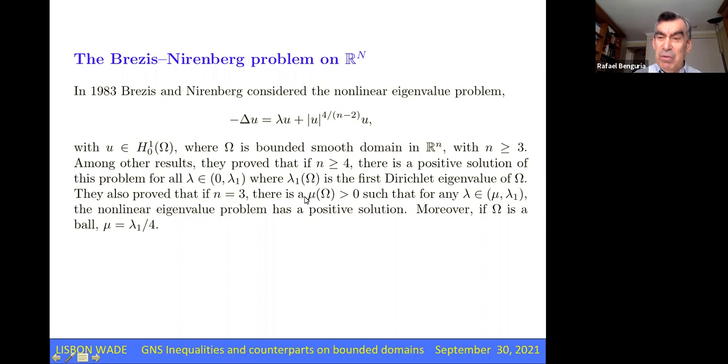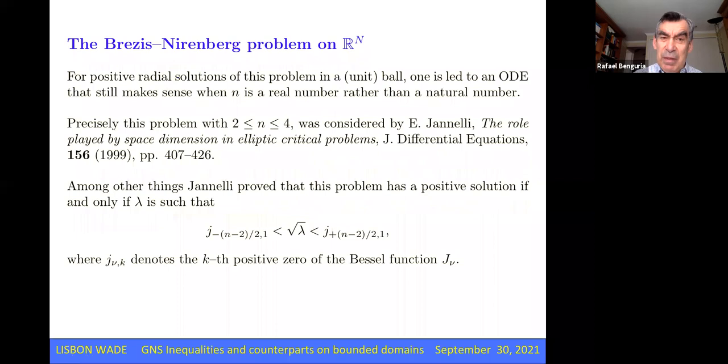this nonlinear problem has a positive solution. And in the particular case when omega is the ball, they obtain the sharp value of mu, which is a quarter of the first Dirichlet eigenvalue for the ball. So this is the famous Brezis-Nirenberg problem, and there has been a huge literature on the subject in the last 30 years about that.